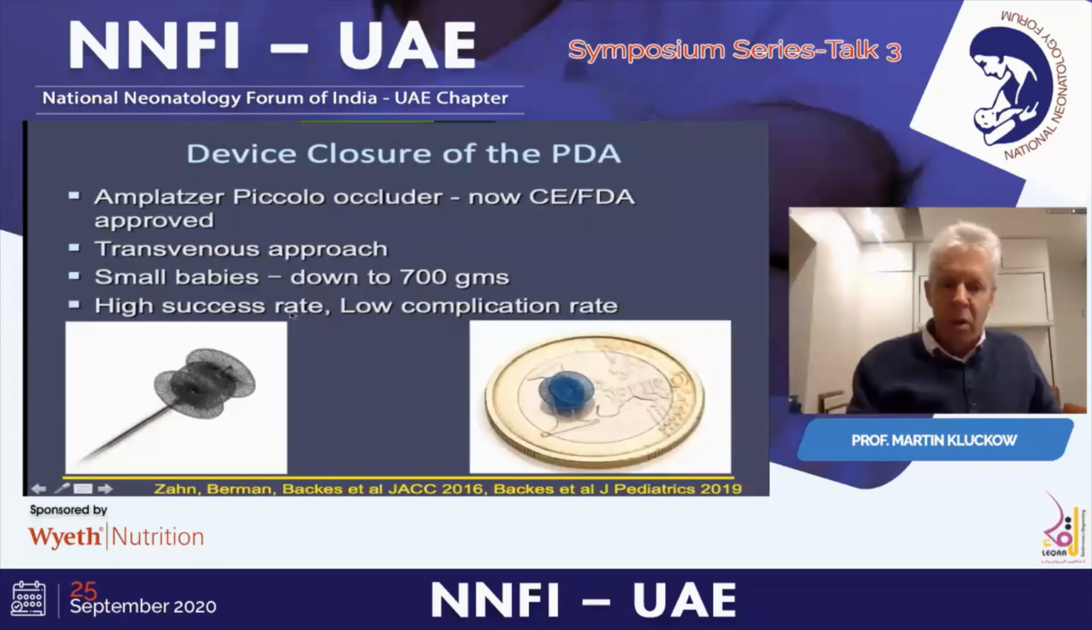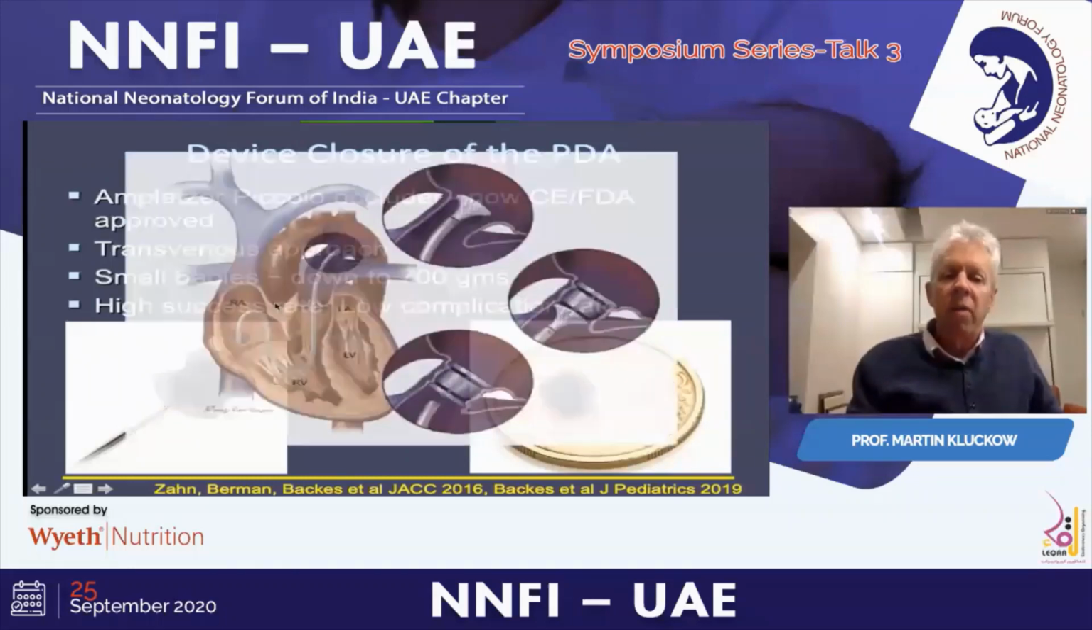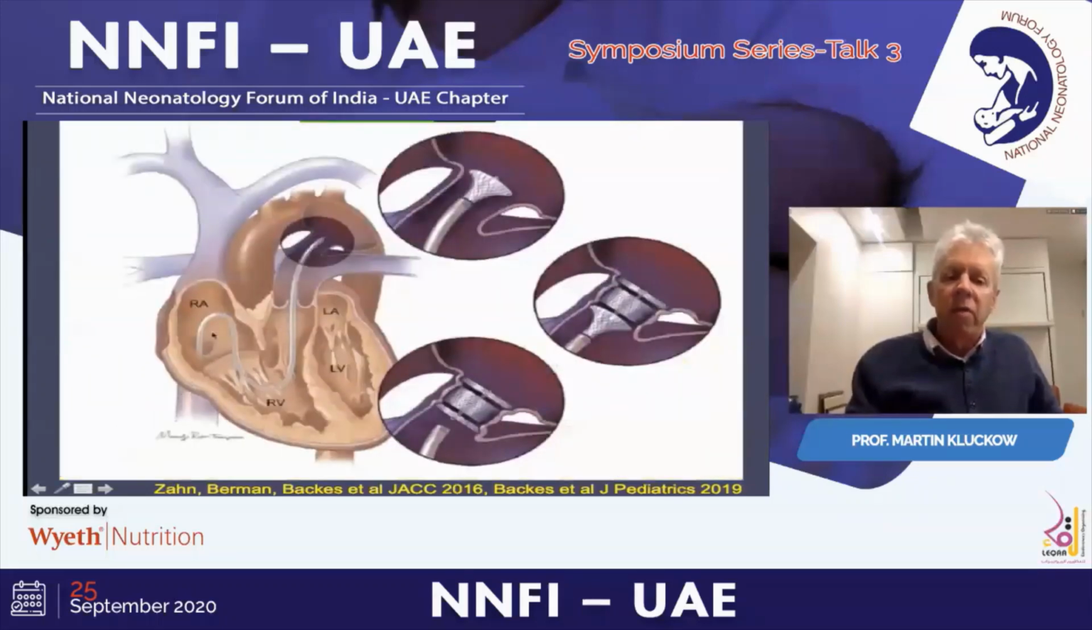And as I mentioned, the initial trials have shown high success rates, low complication rates. This comes in from the venous side and is threaded across into the ductus arteriosus. As you can see, the device is delivered, it's deployed, and then the catheter can be removed and you have complete occlusion of the ductus arteriosus.